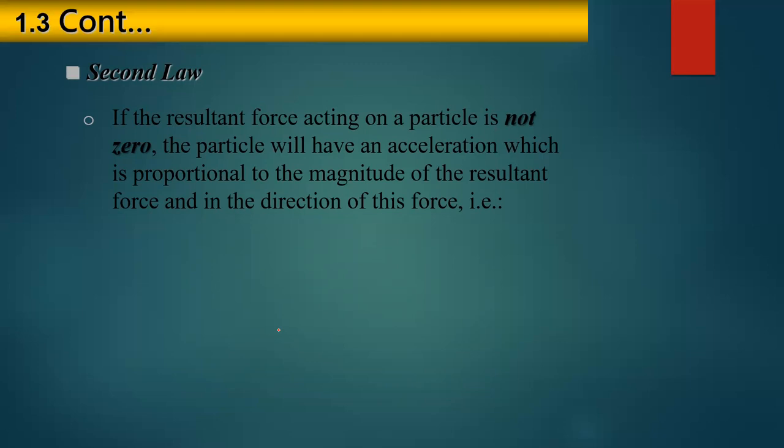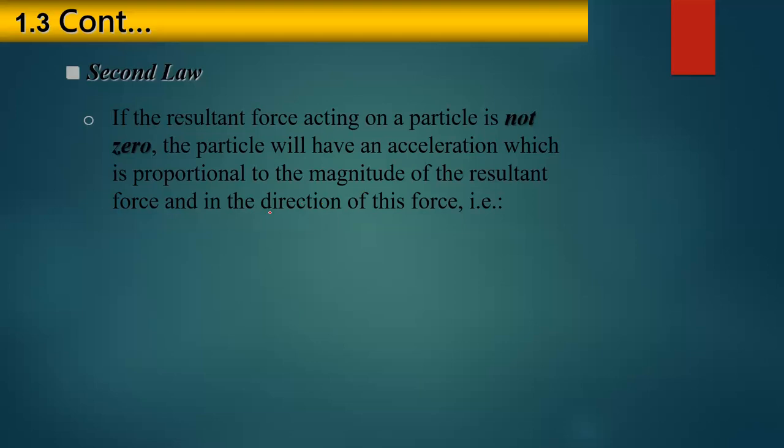the particle that is moving. Let me just say the resultant force acting on this particle is not 0. In the first law, the resultant force acting on the particle was 0, but in the second law, it's not 0. So the particle will have an acceleration which is proportional to the magnitude of the resultant force and in the direction of its force.